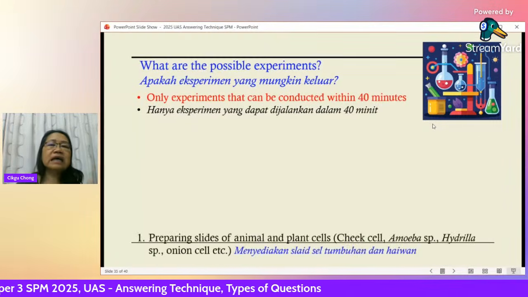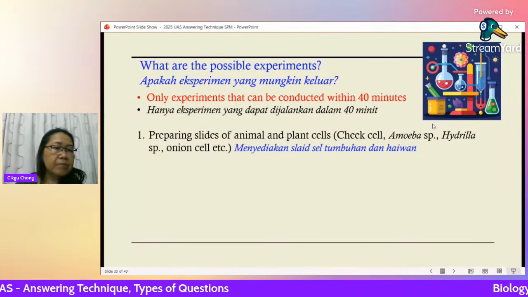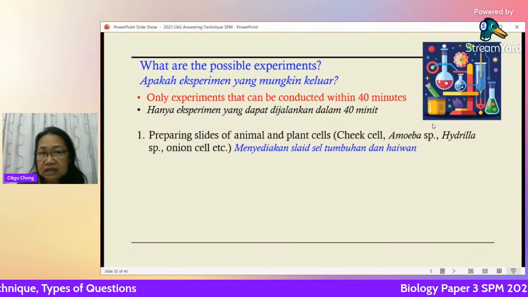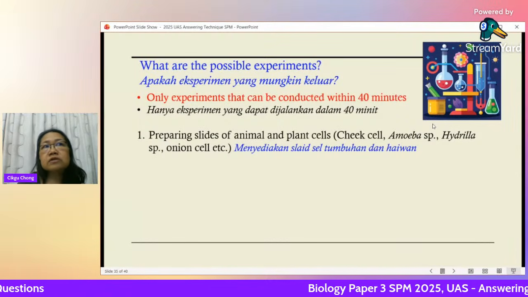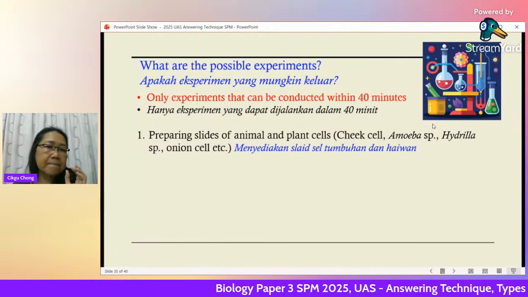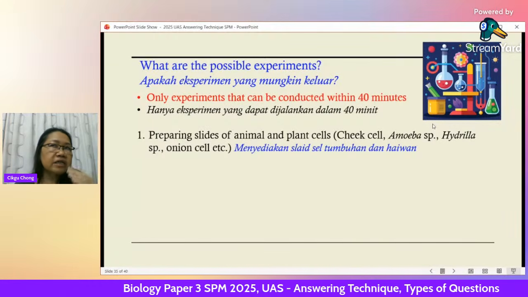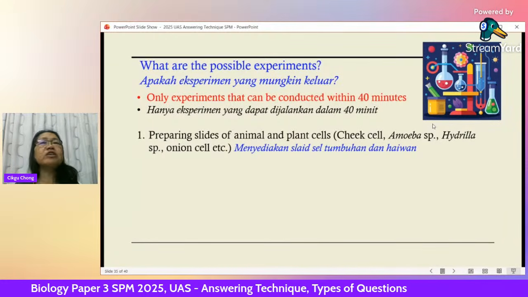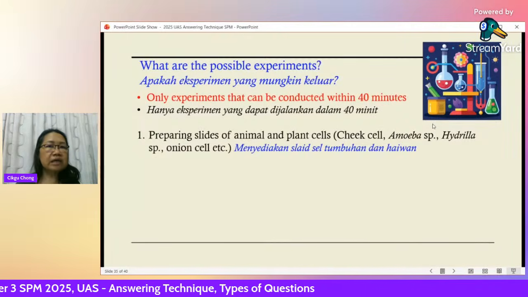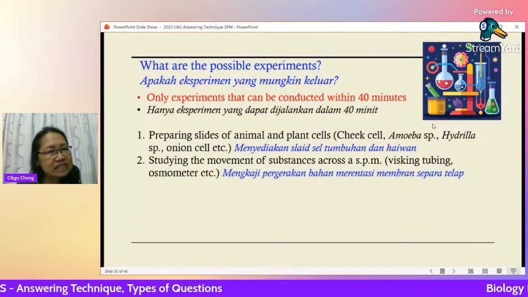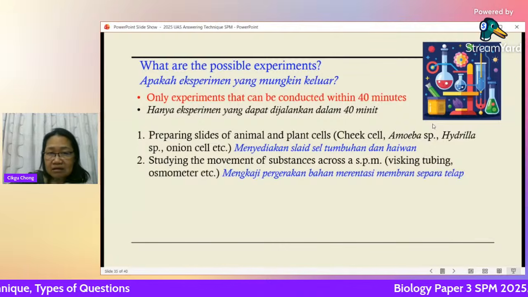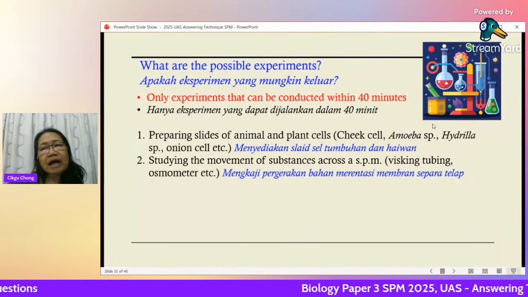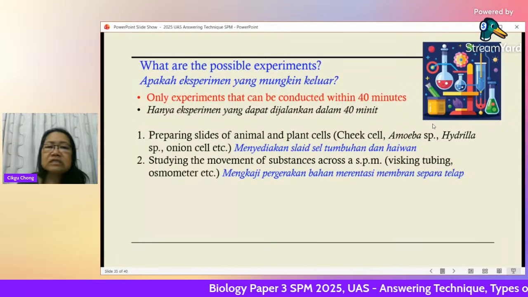So these are the possible experiments. But this number one, I would say unlikely, because most schools don't have good microscopes. The microscope needs to be serviced every year, and with a lack of good microscopes, you can't really see very well. But they may ask you to prepare a slide. But preparing without seeing is also quite useless.